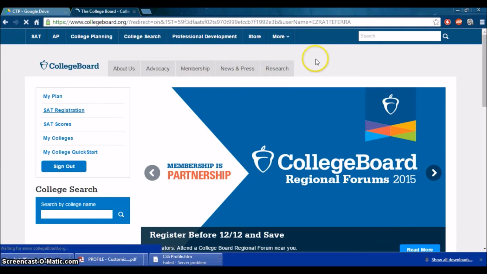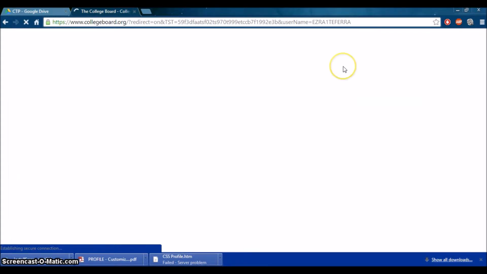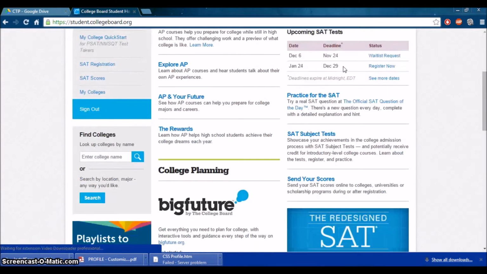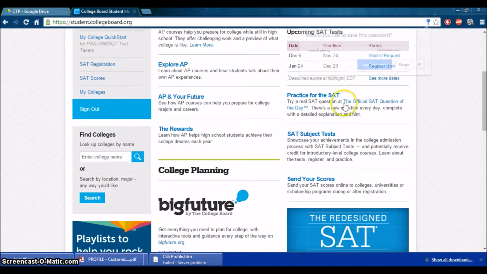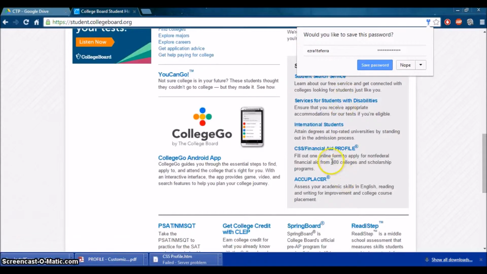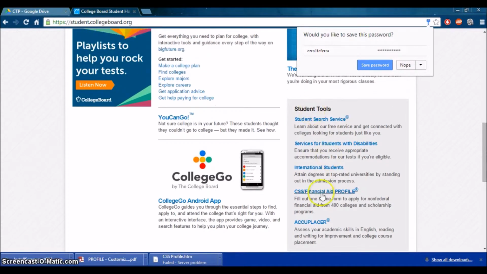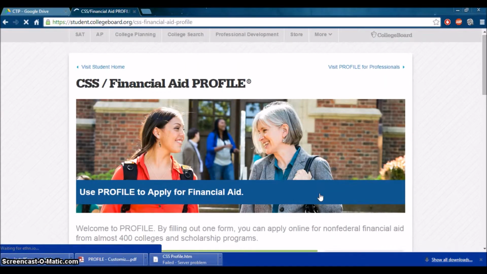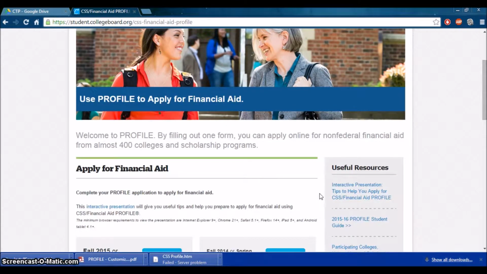After you log in, what you would do is scroll down towards the bottom to find the Student Tools section. In the Student Tools section, find the CSS Financial Aid Profile button. Once you click on that, it'll take you to the home page of the CSS Financial Aid Profile.